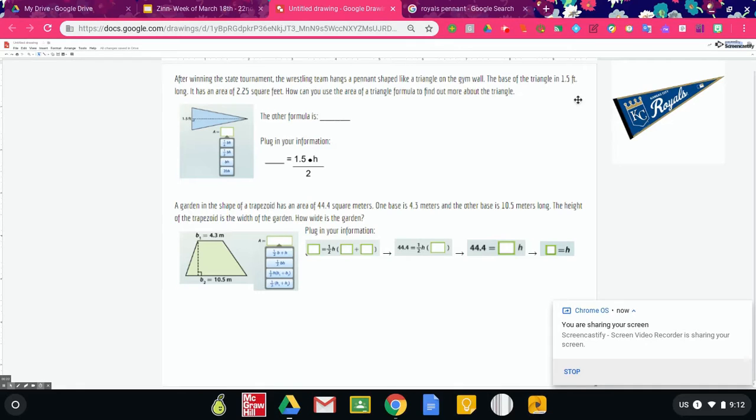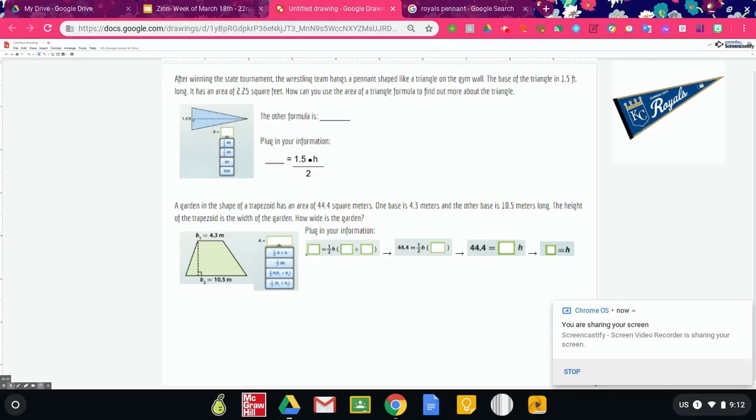It says the base of the triangle, so the bottom, is 1.5 feet long, and it has an area of 2.25 feet. How can you use the area of the triangle formula to find more about the triangle? So it gives us the area and it gives us the base. We need to find the height. So it's essentially like taking the information you have and dissecting it.